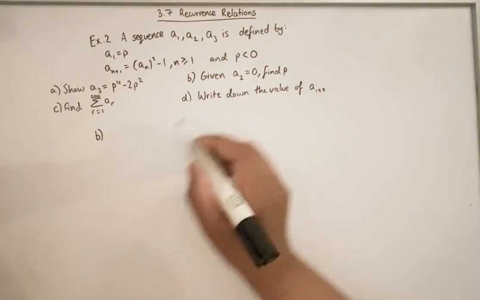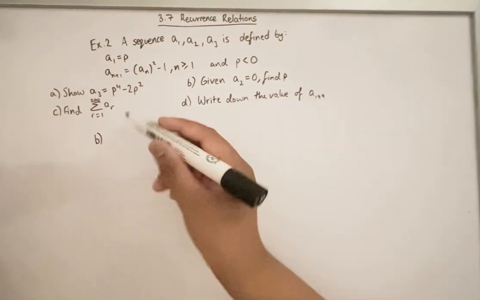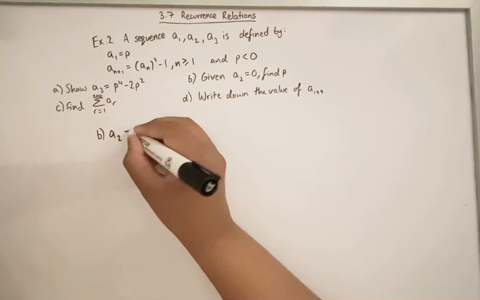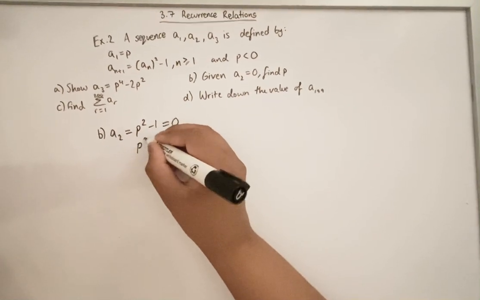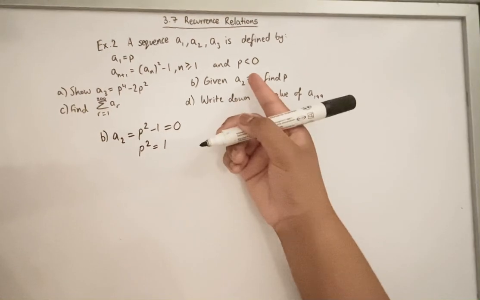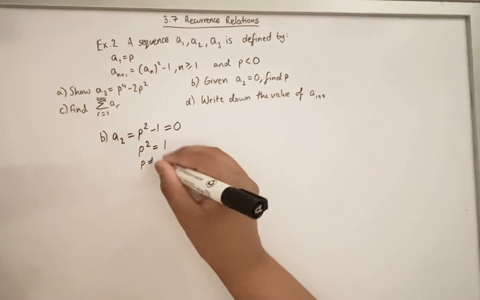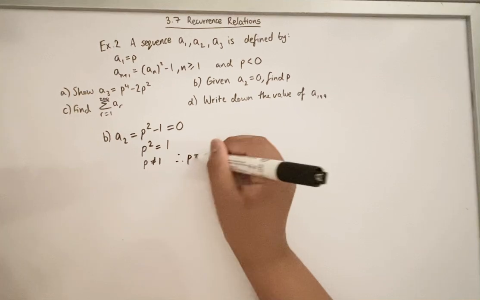For part B, given a_2 equals 0, find p. We know from the first part that a_2 is equal to p squared minus 1, and that is equal to 0. Therefore, p squared is equal to 1, and as p is less than 0, p cannot be equal to 1. Therefore, p equals minus 1.